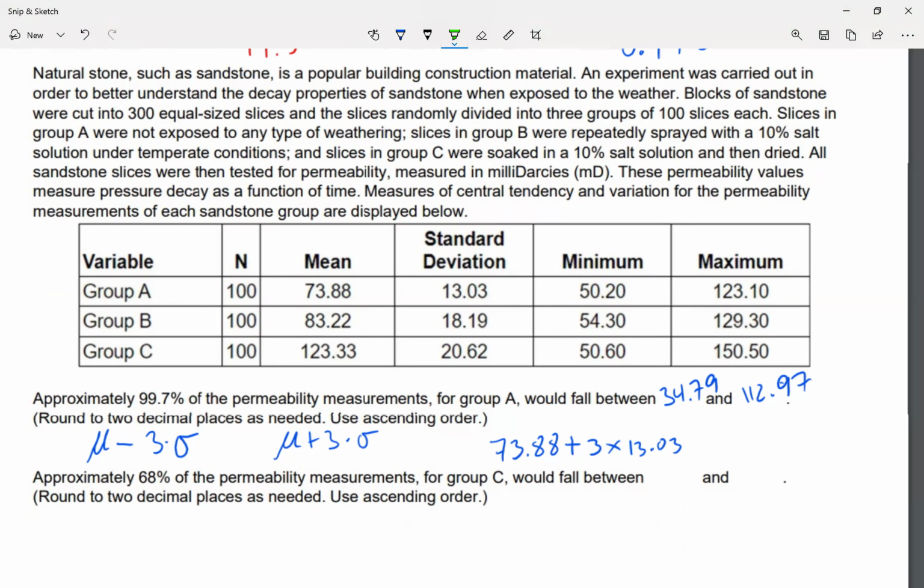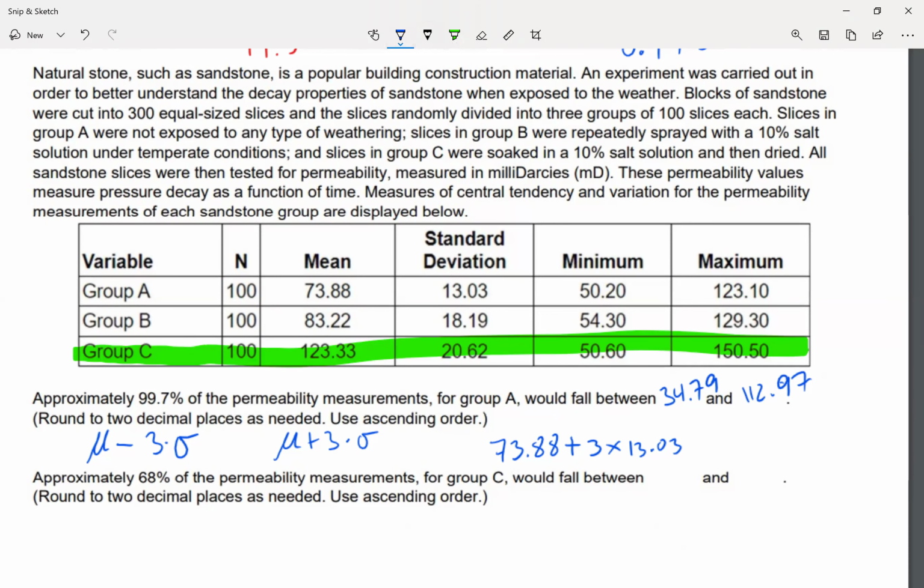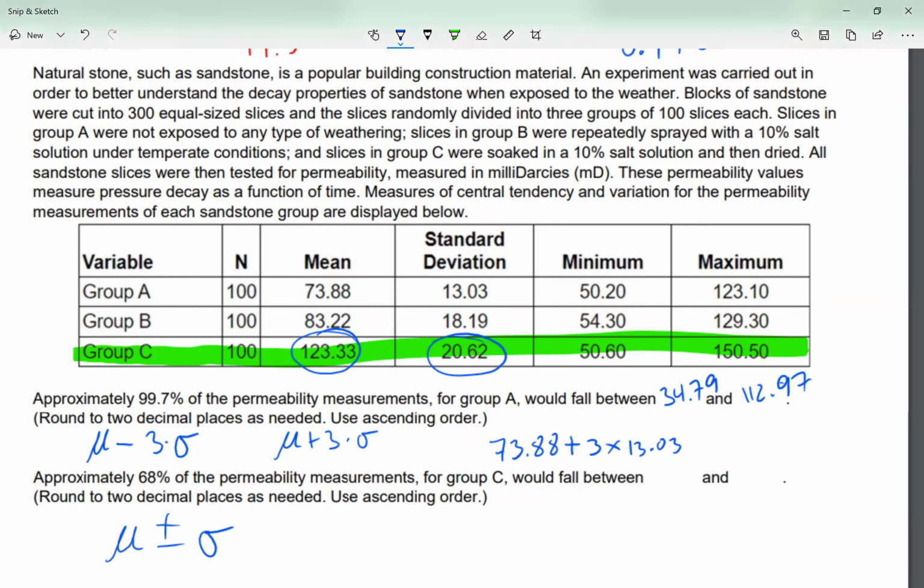Approximately 68% of the permeability measurements for group C. So I'm looking at group C this time. I remembered all I really care about is the mean and the standard deviation. Okay, 68%. According to my empirical rule, my formula is going to be mu, the average, either plus or minus 1 standard deviation. Some of you might still be wondering, how do you know when it's 3 standard deviations or when it's just 1 standard deviation? Okay, let's take a look.